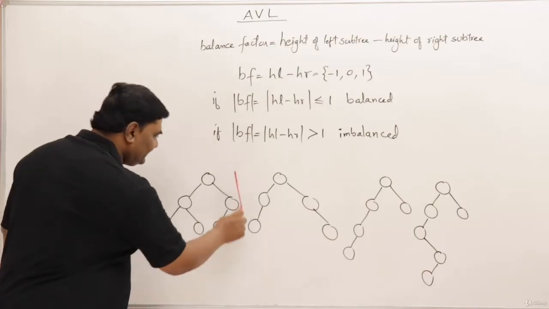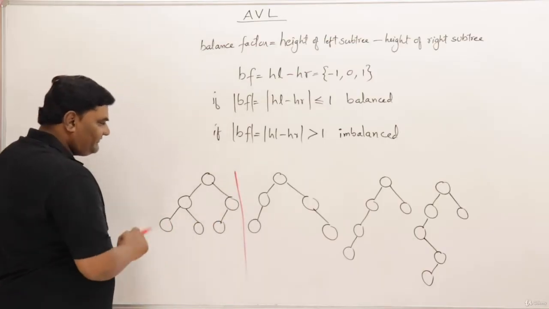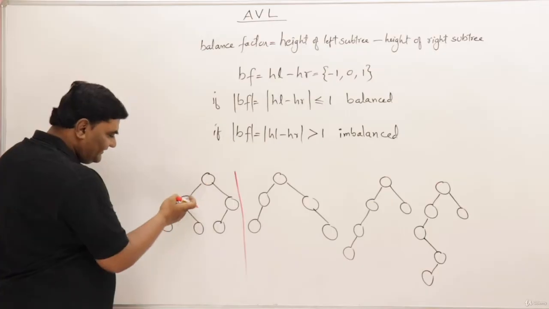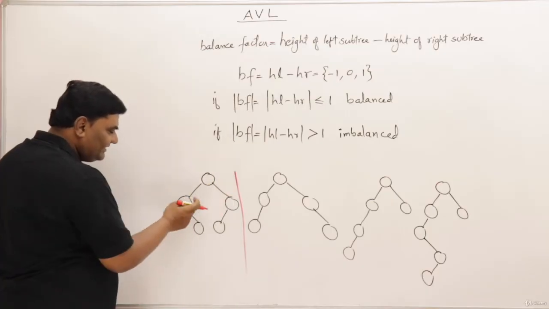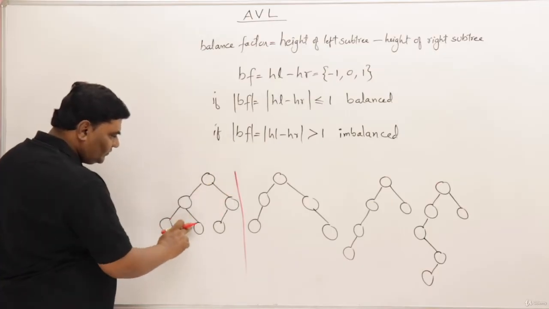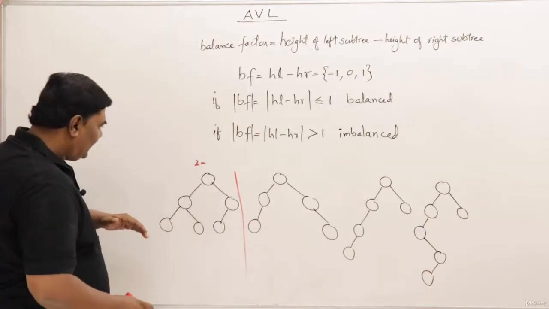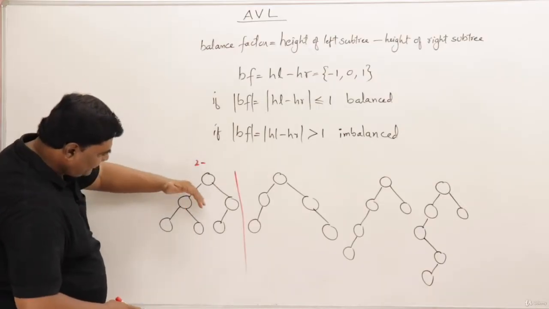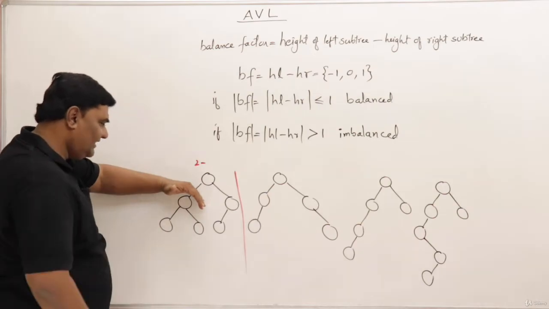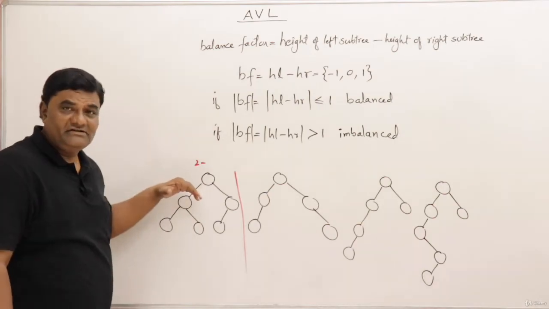So first I will select this tree. Balance factor of this node is height of left subtree minus height of right subtree. What is the height of the left subtree? 1, 2. 2 edges are there. Actually, height of the left subtree means from here I should see the tree. Now what is the height? 0, 1. Actually the height is 1.